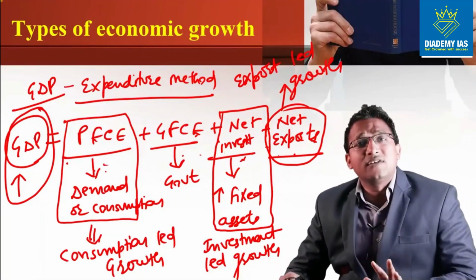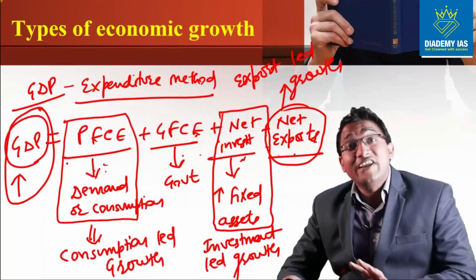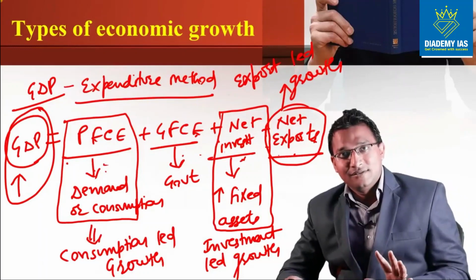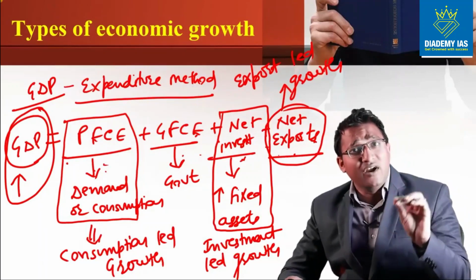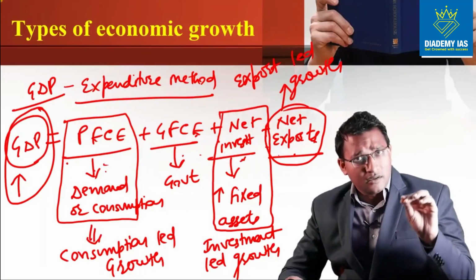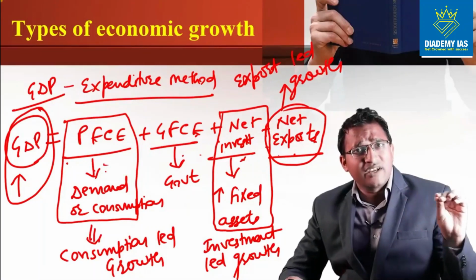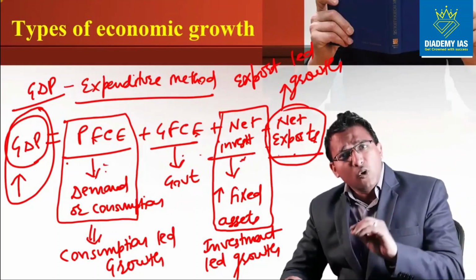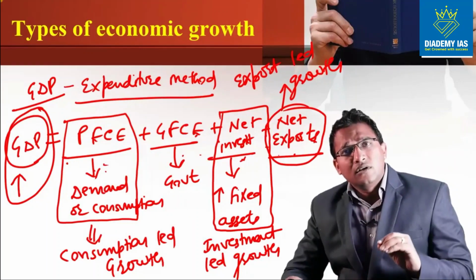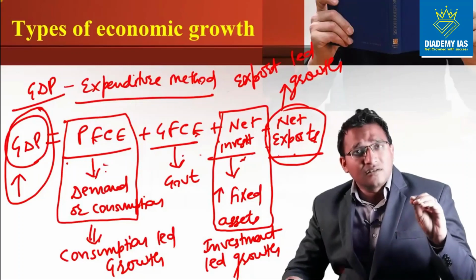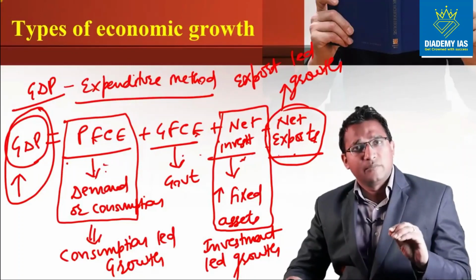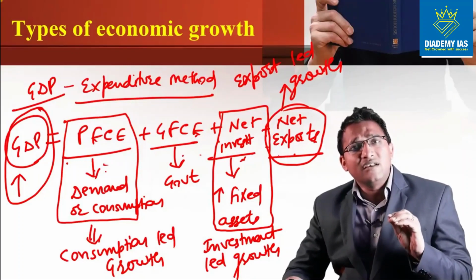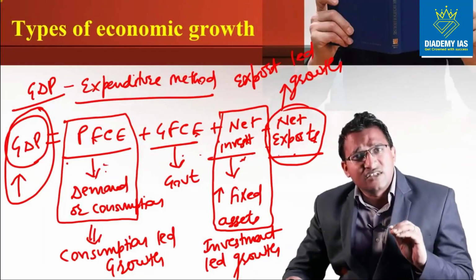Now can we see the example? This consumption led growth is happening in India. In India we have a lot of demand. That is why even if there is slowdown in the world, the best example is 2008 USA slowdown, which resulted into the global slowdown. Even that slowdown did not impact the economy of India much, because India is self-sufficient, self-sustainable.